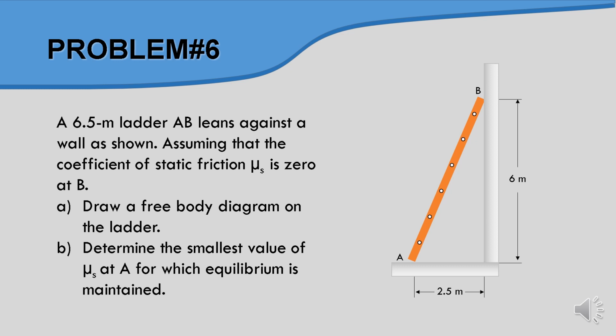Okay, let's see problem number C, related to the ladder. The ladder AB leans against a wall as shown. Assume that the coefficient of static friction mu s is 0 at B, so in this case the wall is frictionless, and at A there is friction. The first thing is to draw the free body diagram. Then determine the smallest value of mu s at A for which equilibrium is maintained, so that the ladder will not slide down. What is the minimum, the smallest value?